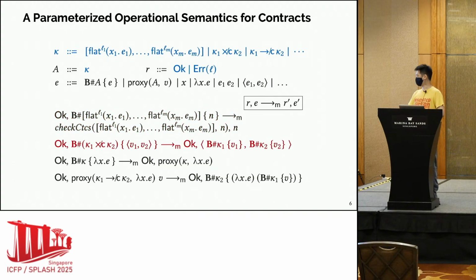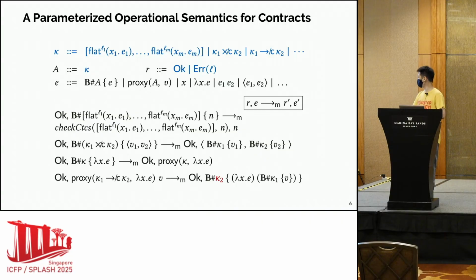Otherwise, if I'm checking a contract for a pair, then I just continue by destructing the pair contract and checking the first component and checking the second component individually. For functions, I just create a wrapper around the function, waiting for application. When the wrapped function is actually applied, I will first check that the argument is correct by using the domain contract. Then I run the function with the checked value, and eventually I check the result of application using the range contract.